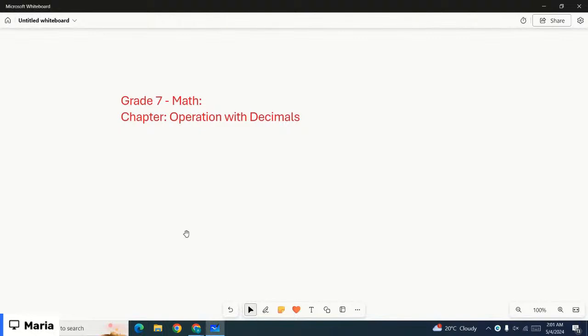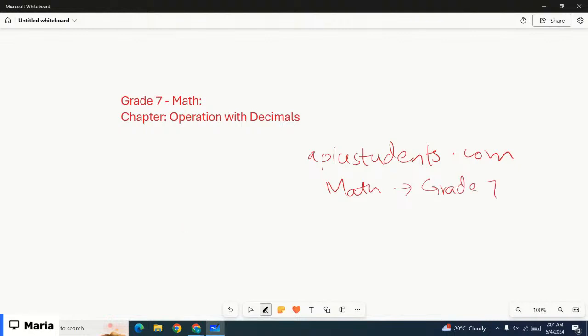We are here for grade 7 math. You can find all the lessons on aplusstudents.com. You have to log in there using your email address, and the password is provided by the administrator. Then select math from the subject tab, scroll down to grade 7, and click on view all lessons. There you can find a list of the chapters.